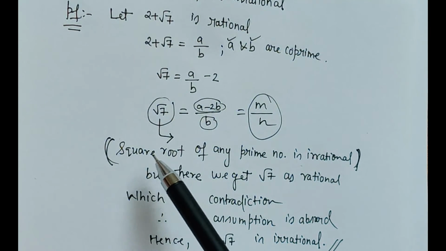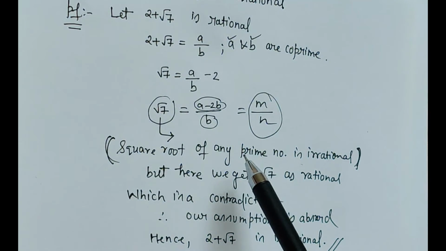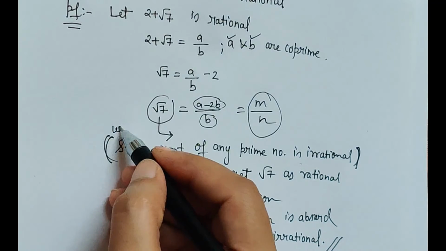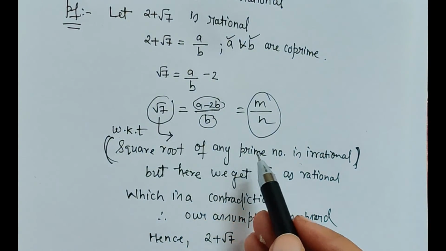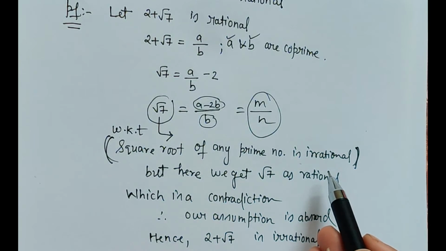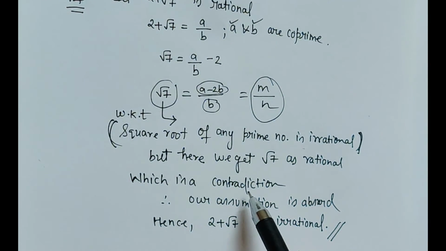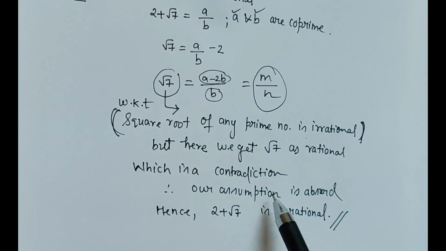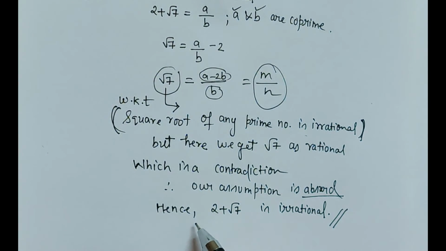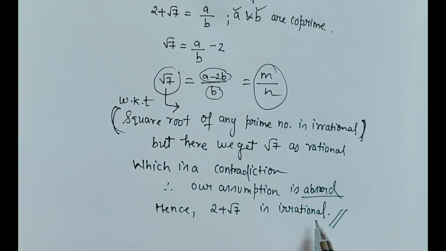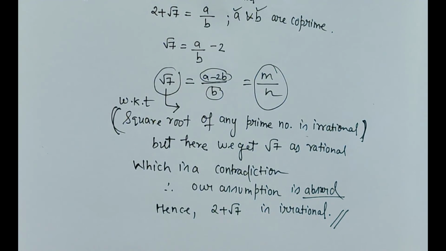No. Why not? Because in 9th standard we have already studied that the square root of any prime number is irrational. So this causes a contradiction to our assumption. Therefore our assumption is wrong. Hence 2 plus root 7 is irrational. This is how we have to prove this problem.